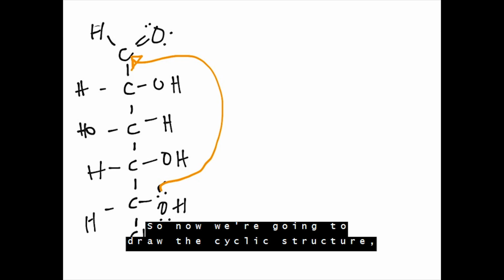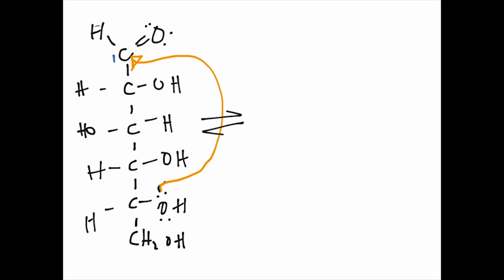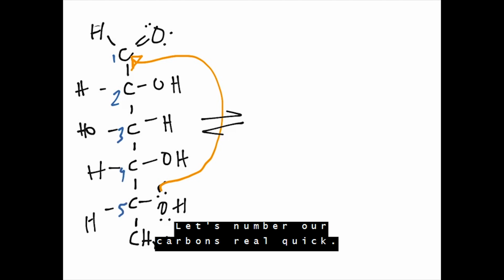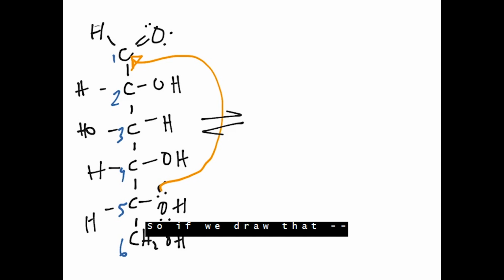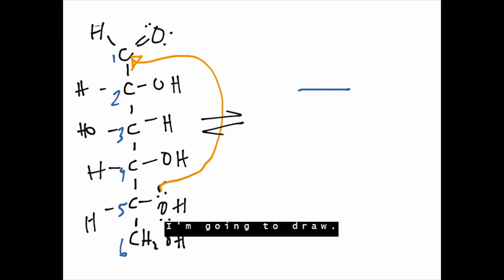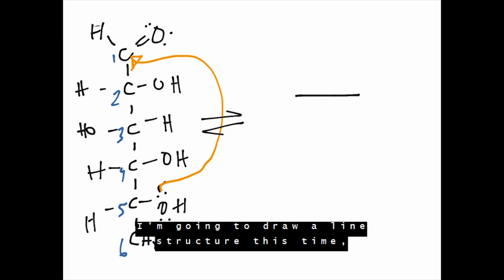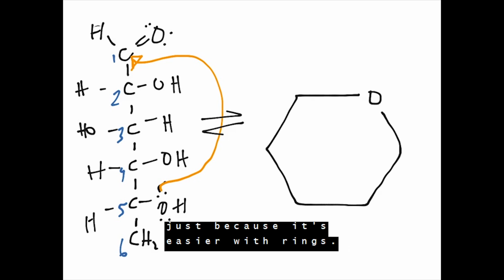So now we're going to draw the cyclic structure, the cyclic intermediate that you get from this, where we now have a bond. Let's number our carbons real quick, from the OH group on carbon number 5 to the carbon that's part of the carbonyl. So if we draw that, it looks something like this. Let's draw in black so we don't get confused. I'm going to draw a line structure this time, just because it's easier with rings.